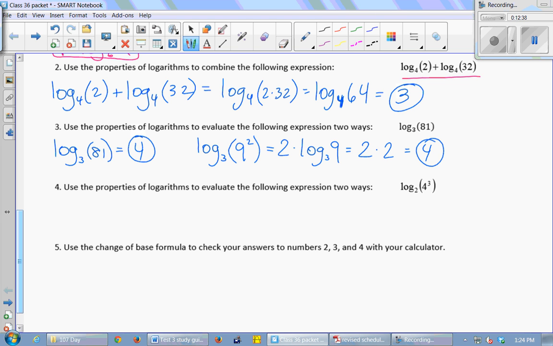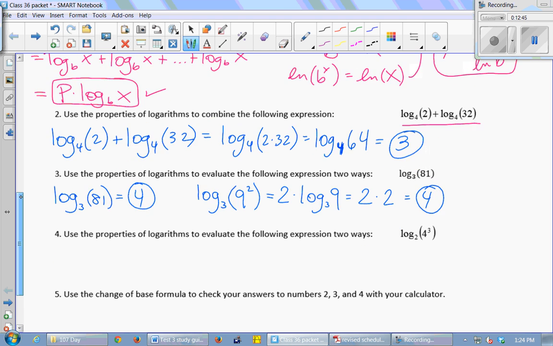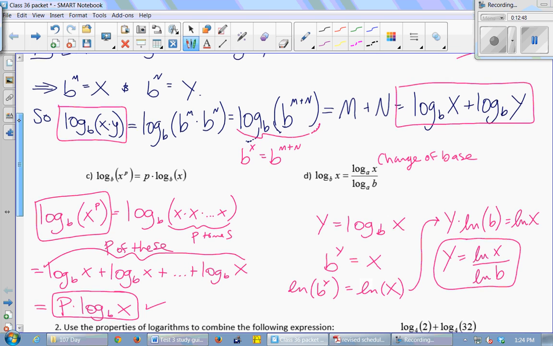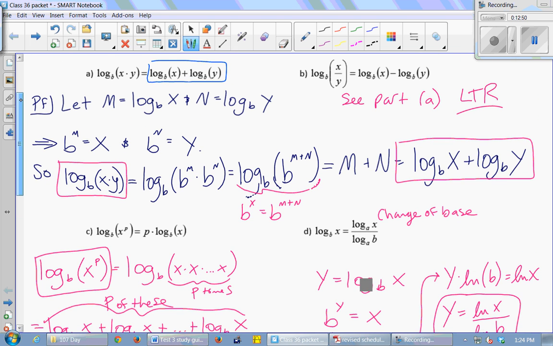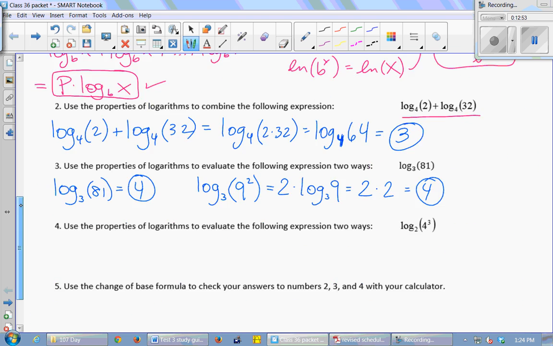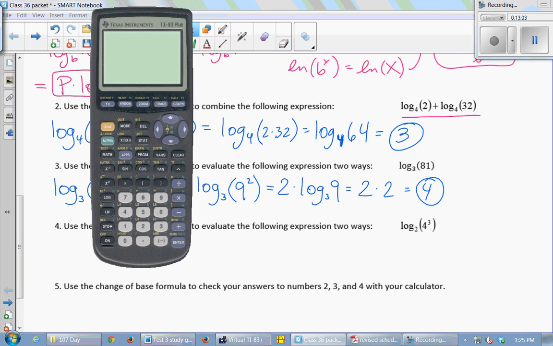All right, again, I'm going to use properties of logarithms to evaluate this expression two ways. Actually, I'm going to go back to number 3 for a second. I'm going to do this a third way. Log base 3 of 81. Let's say I have no idea what log base 3 of 81 is or how to figure it out. If I know the change of base formula, I can do it a third way.